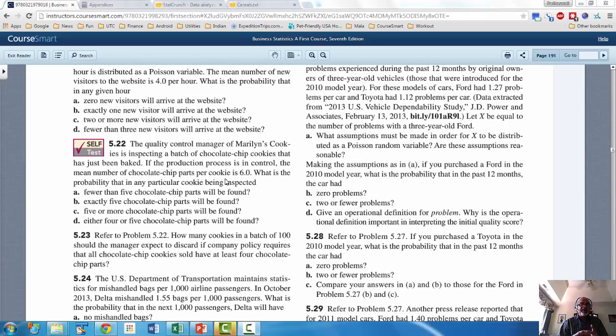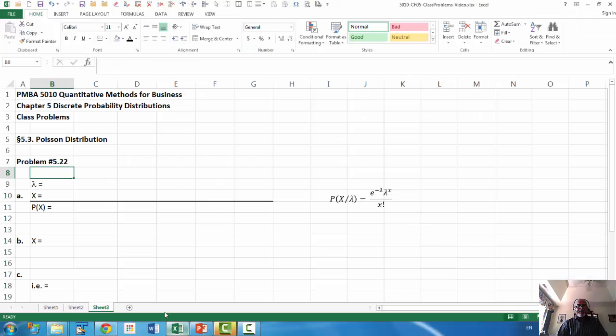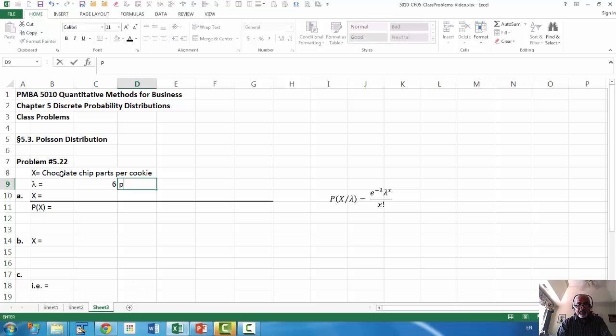So what is the probability that in a particular cookie being inspected, fewer than 5 parts are found, or exactly 5, and 5 or more, and so on. So lambda is 6. Now x is chocolate chip parts per cookie. So let's define x equal to chocolate chip parts per cookie. Then lambda is 6 per cookie. And we want probabilities, and here is the formula.